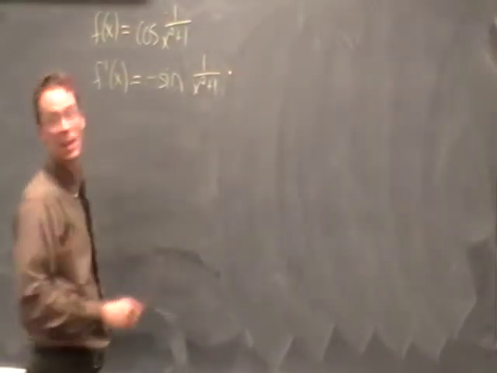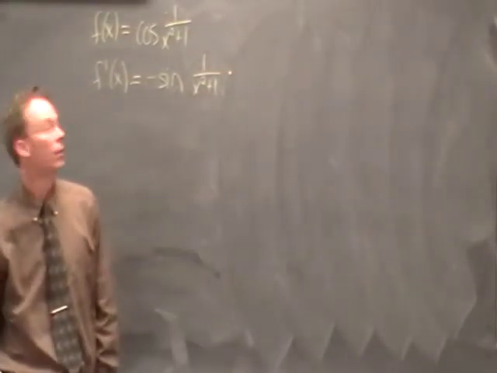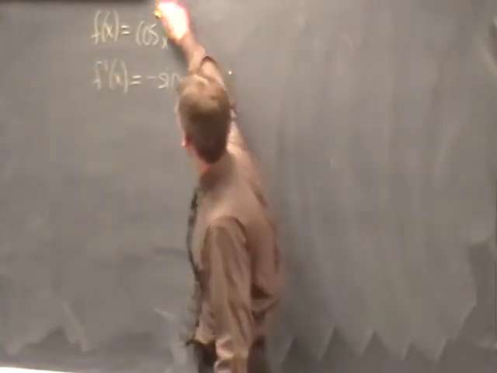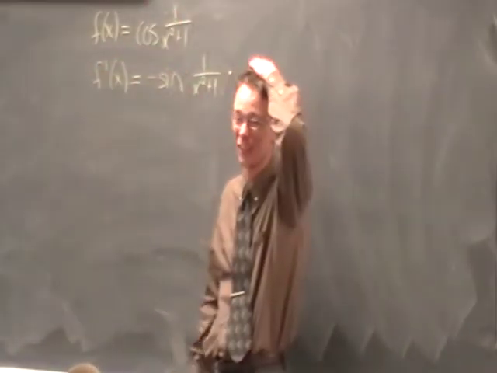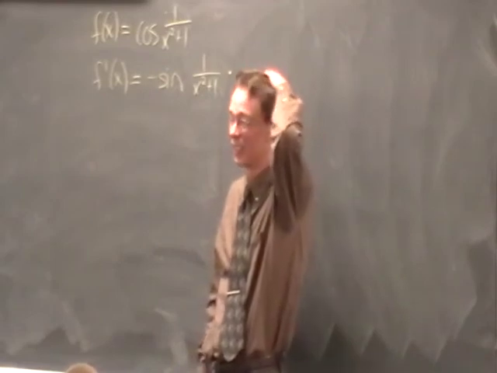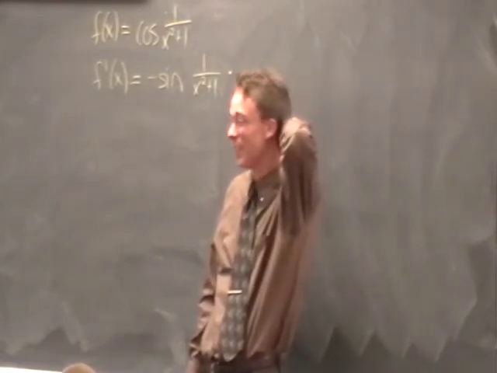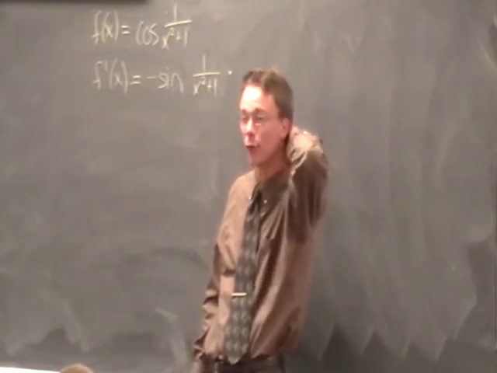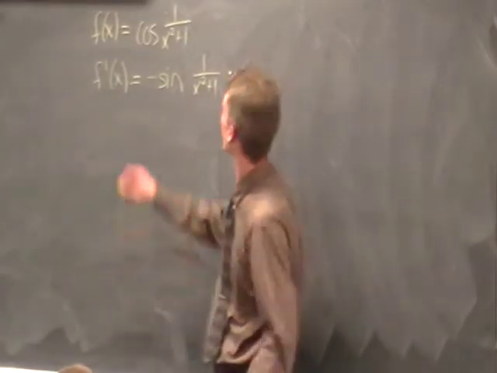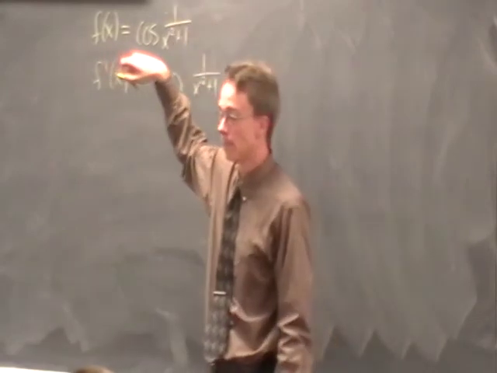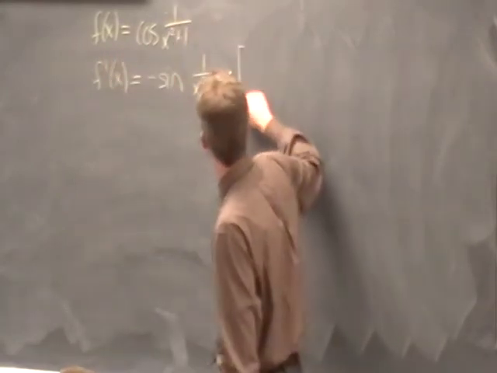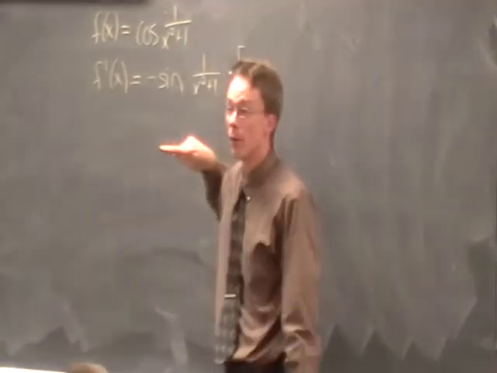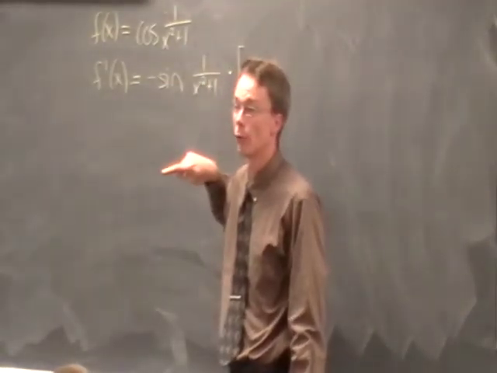Oh, but don't forget the chain. Well, here's the catch. This thing being a fraction. Oh, bottoms up. Yeah, I gotta use quotient rule to get the derivative of a quotient. So let's chain on the derivative of 1 over x squared plus 1, which is a quotient. Let's use quotient.